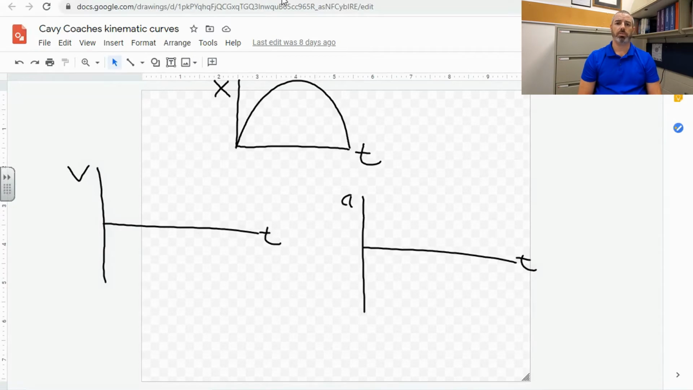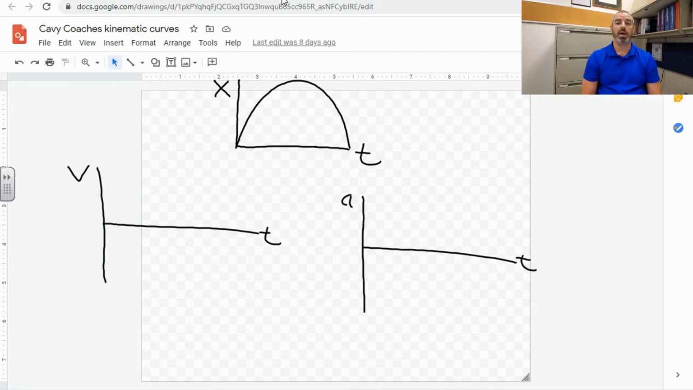So here we have a question where we're given a position time graph. We're asked to draw a velocity time graph and an acceleration time graph. We're also going to add a motion map at the end. So we have this position time graph, an inverted parabola. What we want to do is describe the motion of what's going on with this position time graph so that we can draw the corresponding velocity time and acceleration time graphs.